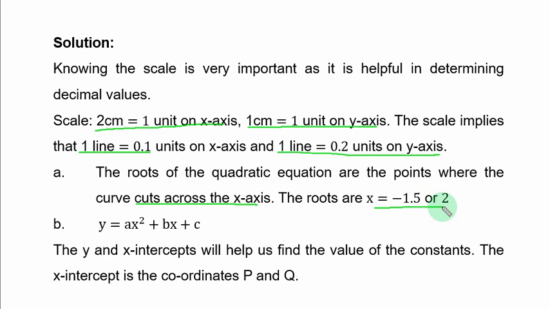Question B, we are asked to find a, b, c using the coordinates p and q. For us to do this, we need the knowledge of y and x intercepts. Now, the y-intercept is that point where the curve cuts the y-axis, and the x-intercept is that point where the curve cuts the x-axis. The two intercepts will help us to get a, b, c easily.